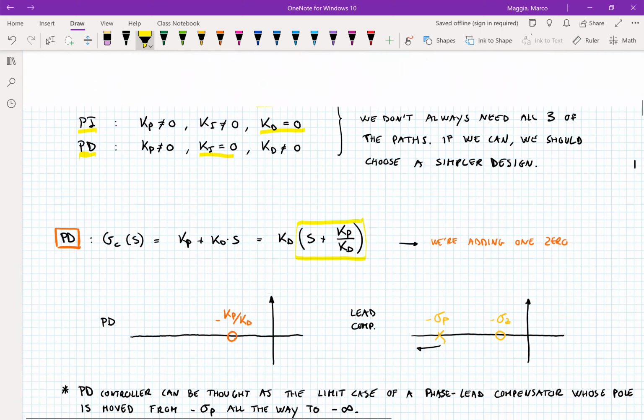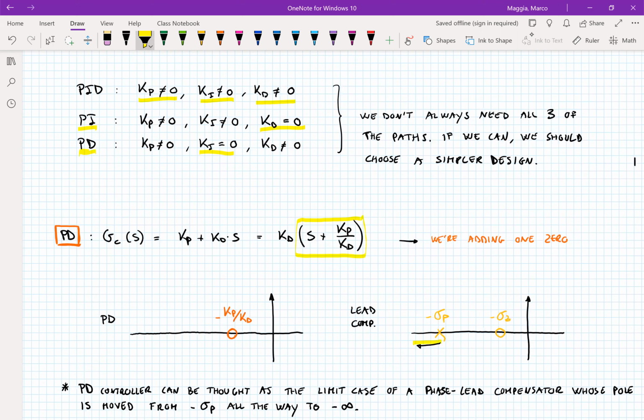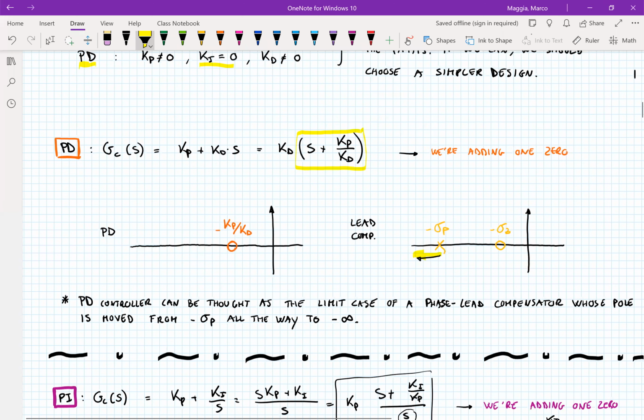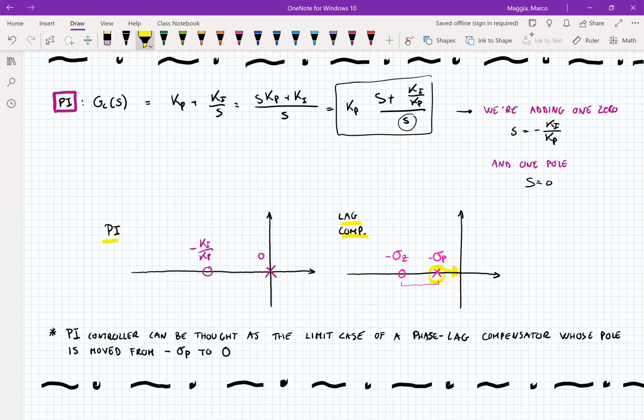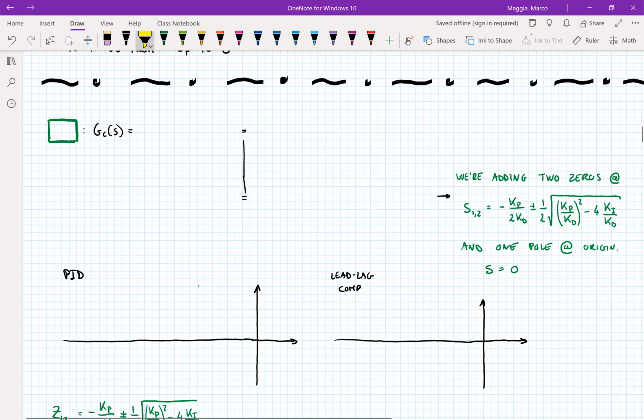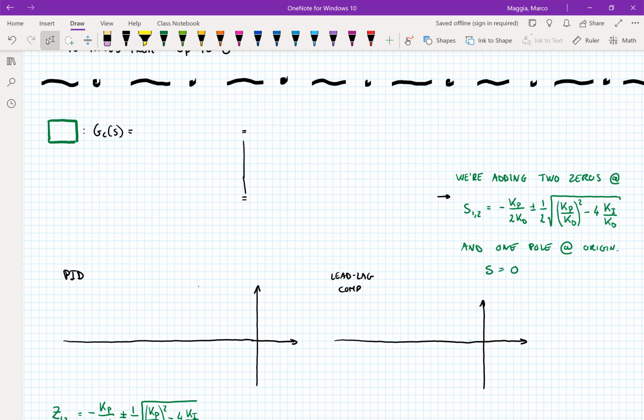With the PD1, we would drag the pole all the way to minus infinity, and now we're dragging the pole all the way to the origin. And so now if we consider the overall PID controller, we keep all three branches. We have the proportional, the integral, and the derivative one.